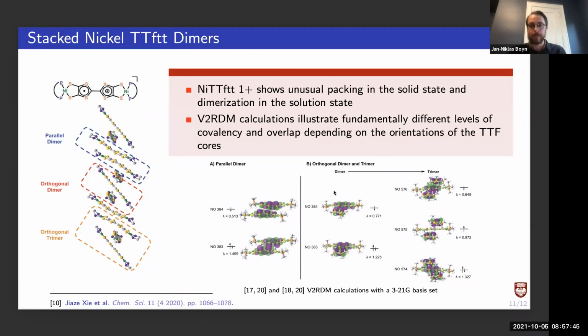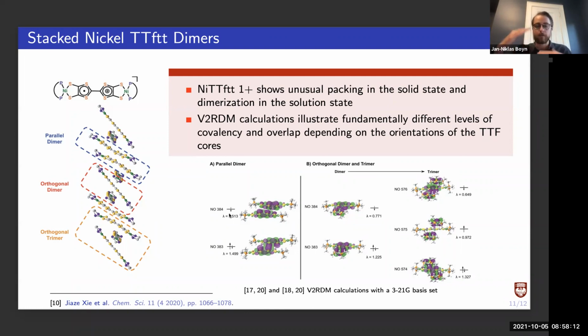So they asked us to run some calculations on these and see what kind of interaction drives these stacking properties. So we ran variational 2RDM with 18,20 and 17,20 in the case of the trimer, as we have doublet ground state on these different geometries from the crystal structure. And basically what you see is that you have these radicals coming together and stacking and interacting with each other.